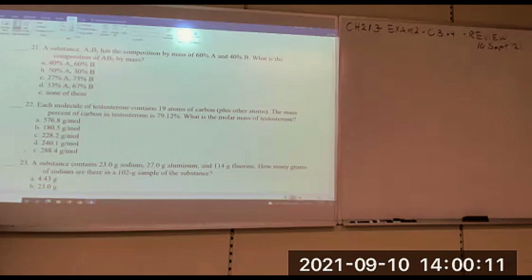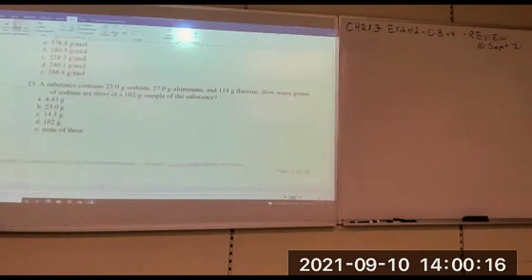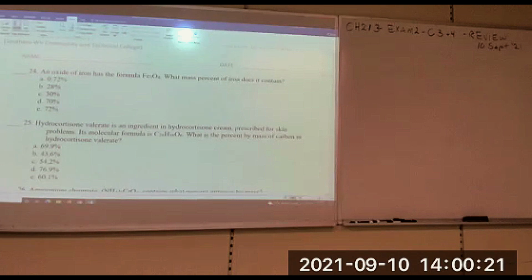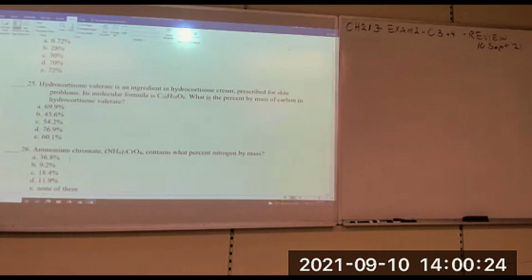Let's see. Substance contains sodium, aluminum, fluorine. No, so it's the mass percent. You can do that one. You can do that one too. Calculate the percent by mass of carbon in this compound. Just add up the molar mass and use that as your denominator. Add up the mass of the carbon, 26 carbons, and divide that by the total mass times 100. And there you have it.